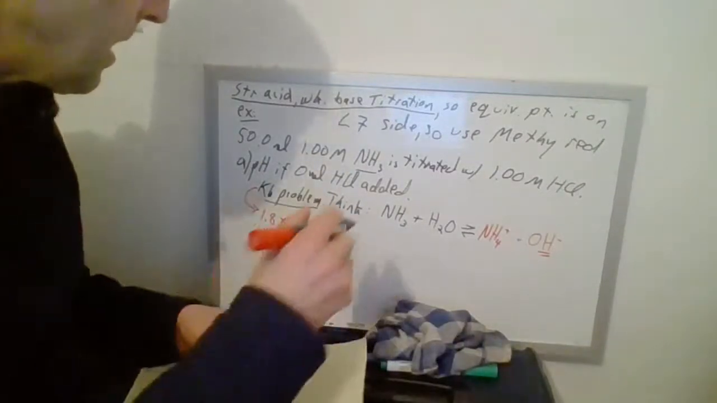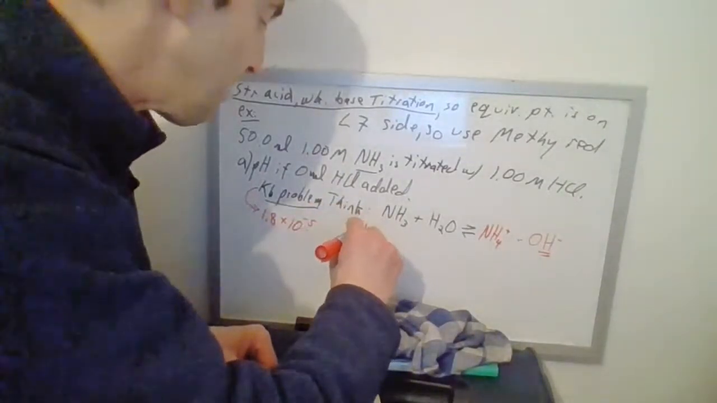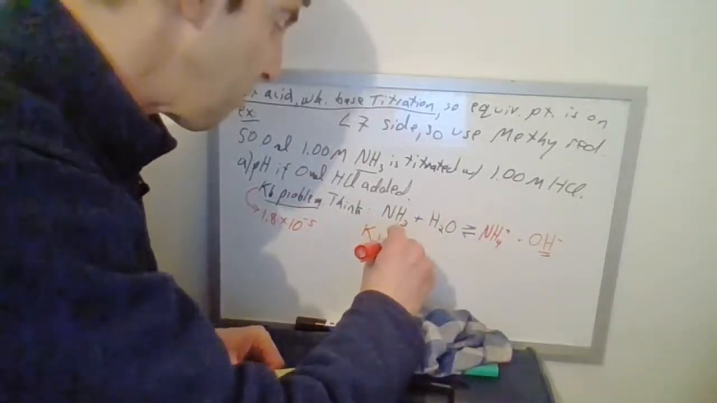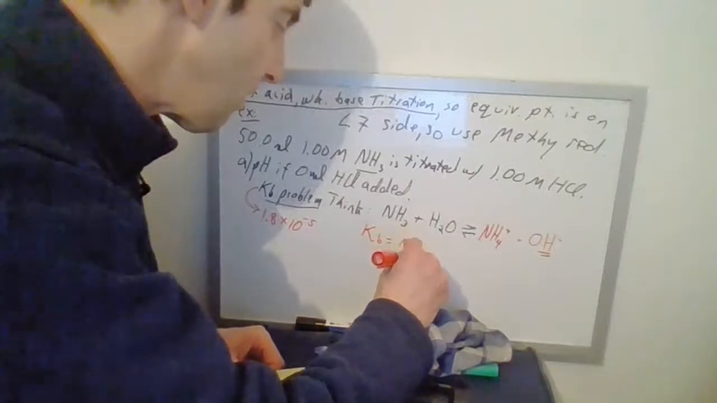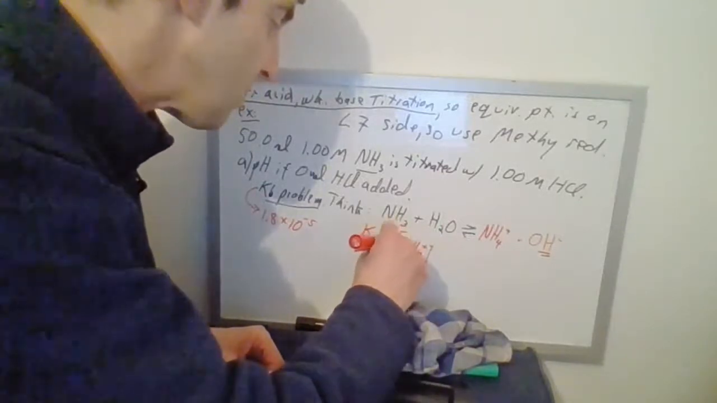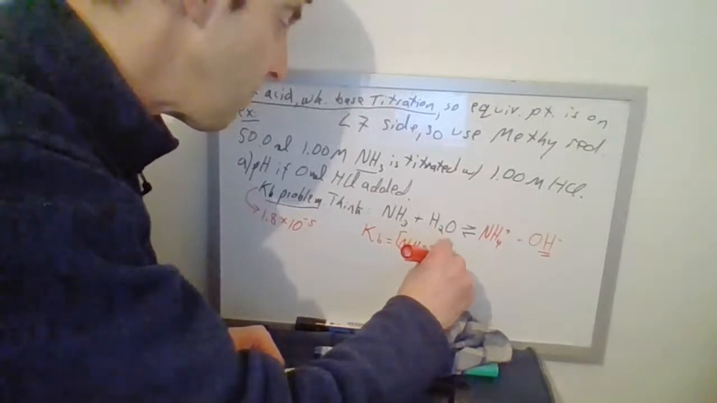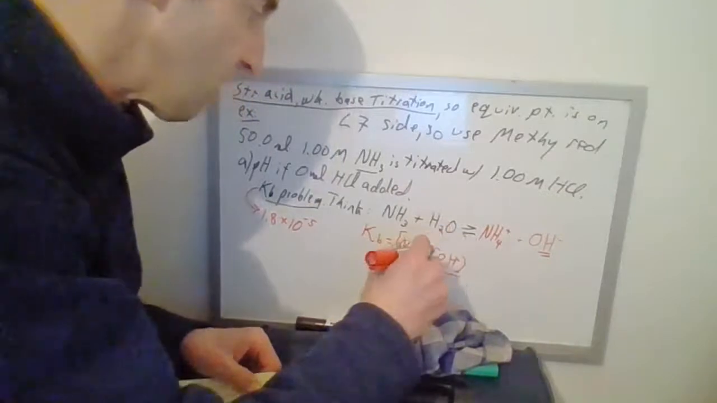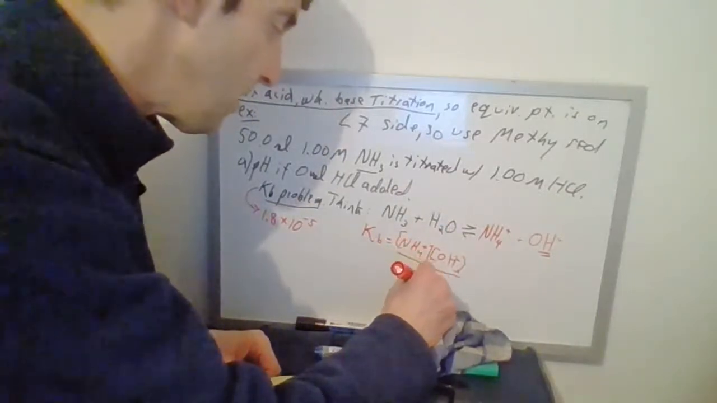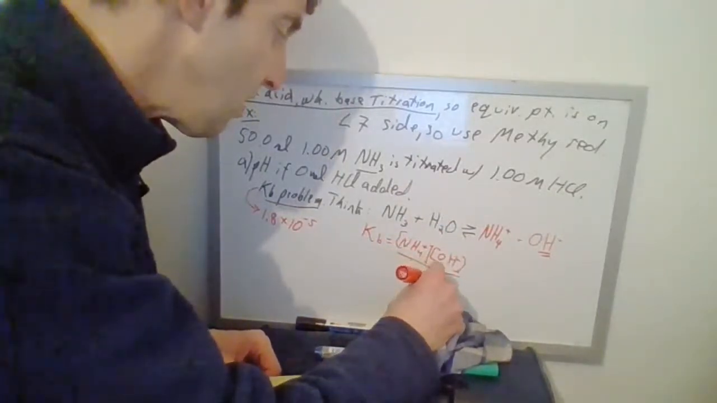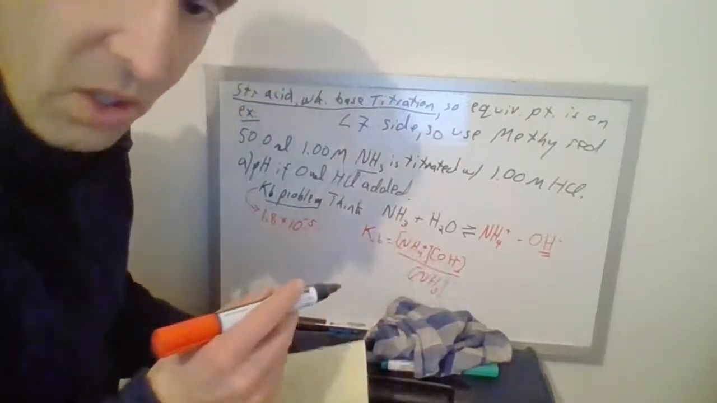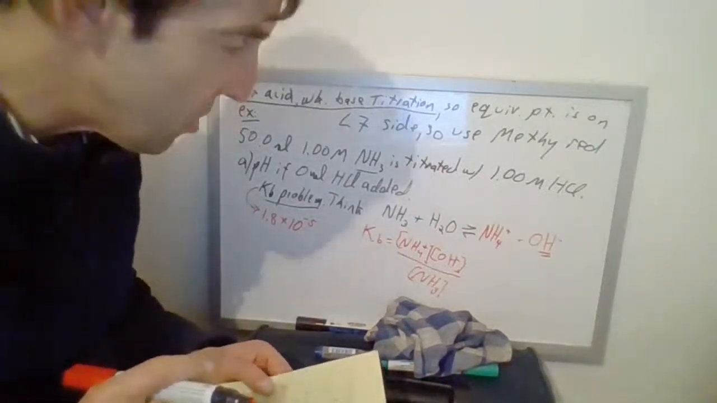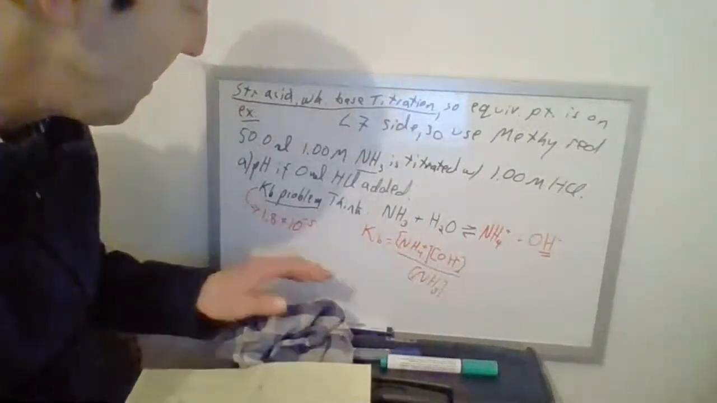So let's do the deal. Ready? So the KB, we just have to write in symbols, is NH4 plus times the OH minus, divided by NH3. And we don't include the water because the water is, you guessed it, a liquid. So we don't include the water. Okay?